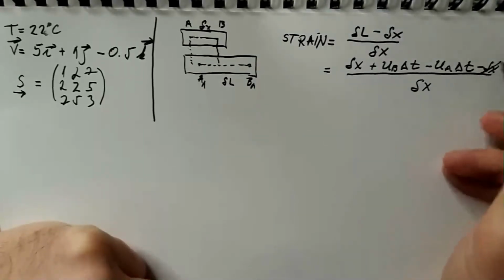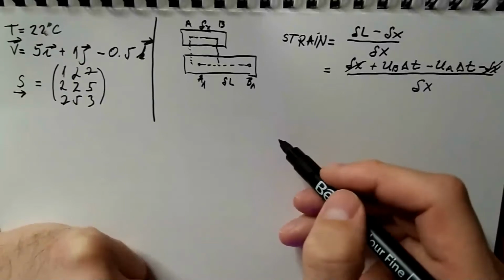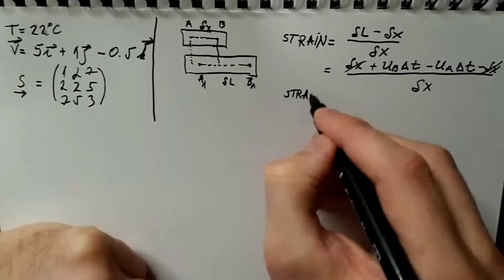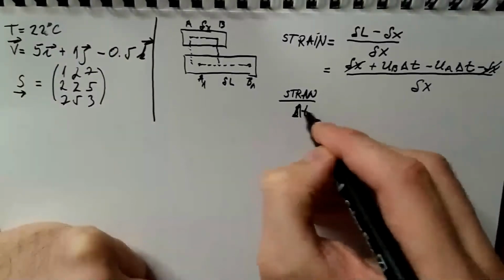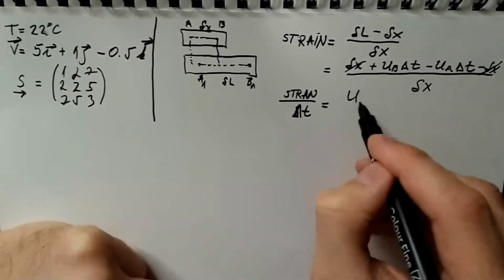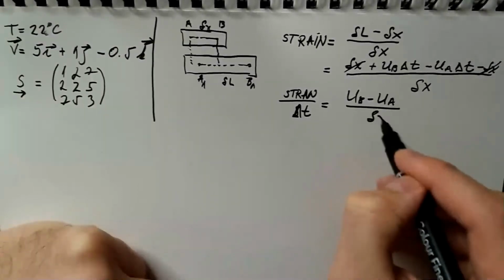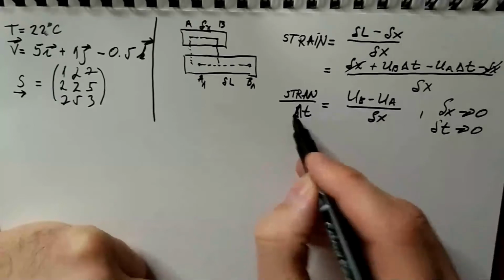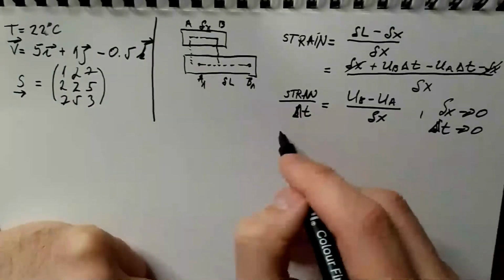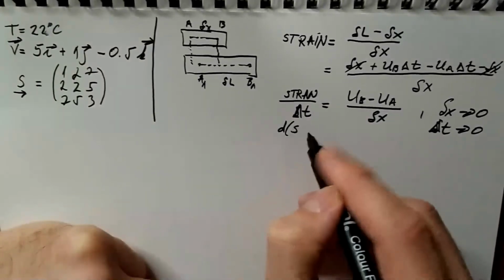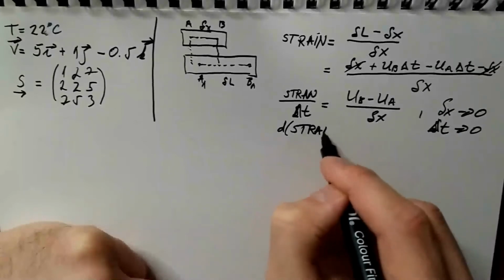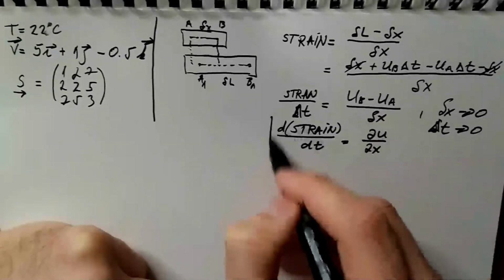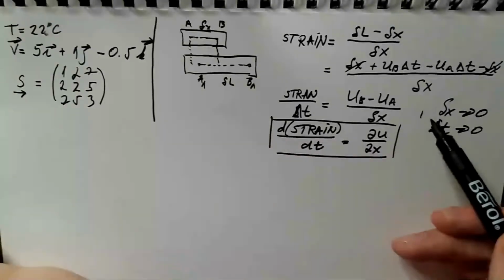Now you can see that delta x and delta x cancel out, and I can move delta t to the other side, so I will get that strain over delta t is equal to uB minus uA over delta x. In the limit, when delta x and delta t go to 0, I get that d of strain, or rate of change of strain over time dt, is delta u over delta x. This is the motion of strain when we have normal stresses.